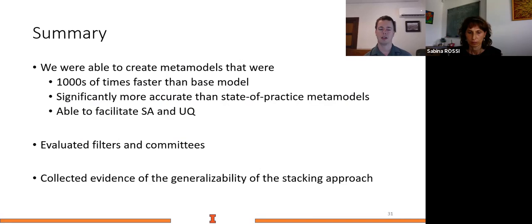We evaluated different kinds of filters and different kinds of committees on their accuracy and make recommendations about what kinds of filters and committees people should use for their stacked metamodels in the future. And we collected evidence that the stacking approach generalizes well by applying it to six new previously published PRISM models.